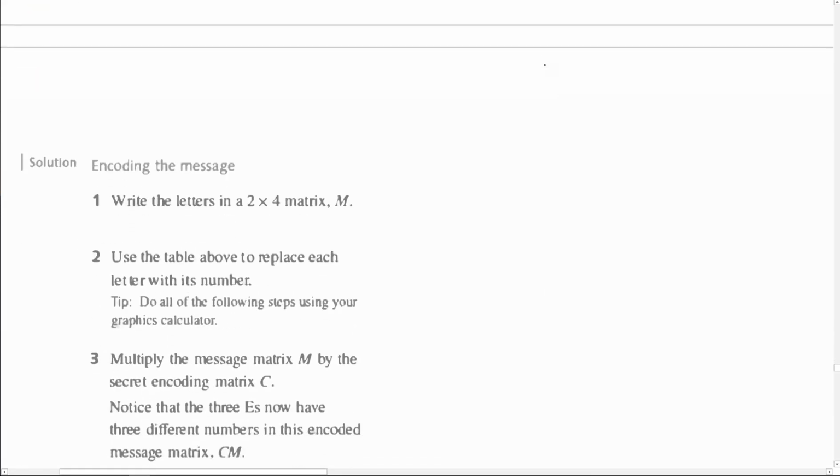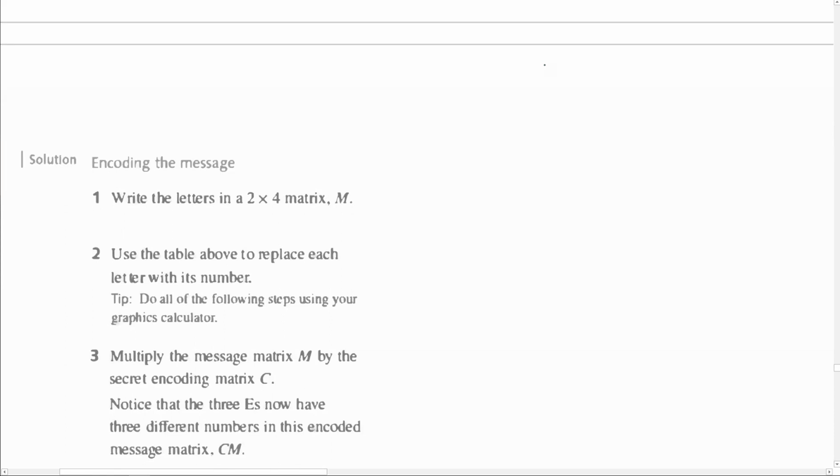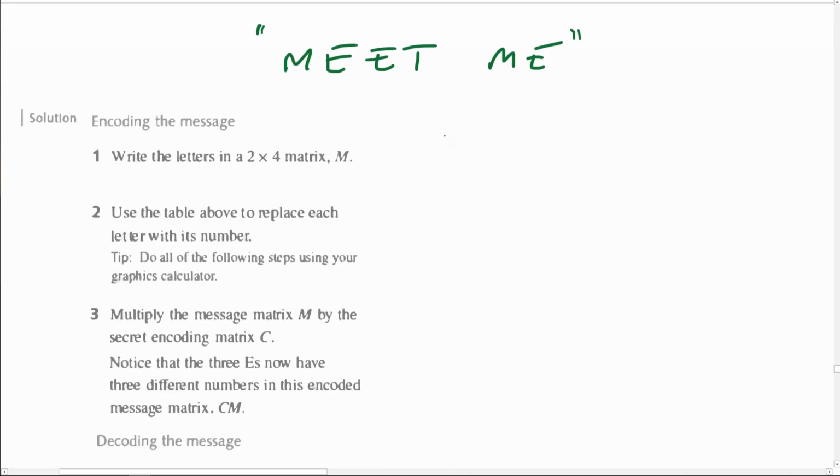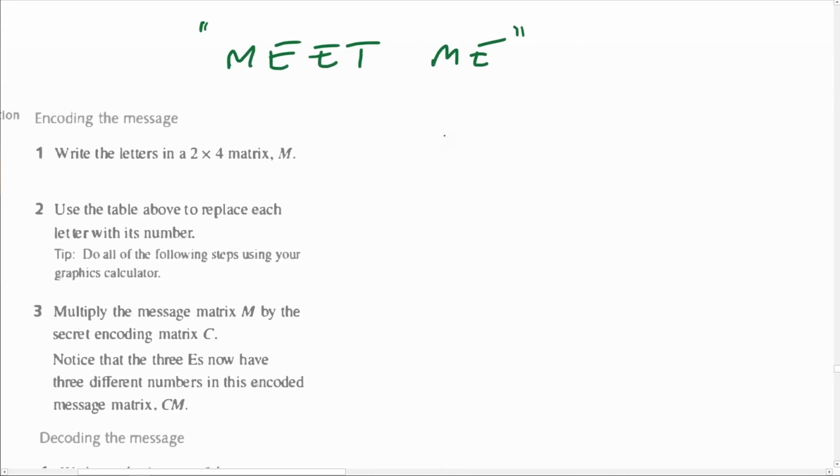The first part is to write the letters in a 2x4 matrix. Remember the message was meet me. So maybe in war, if you need to meet up with your soldiers, you could look at this and send it to somebody behind enemy lines, for example. And they're telling them to meet.